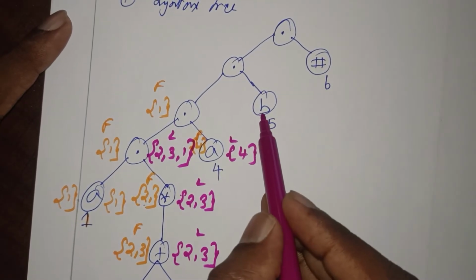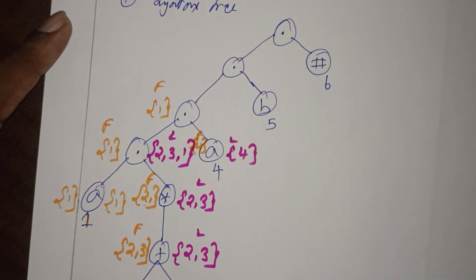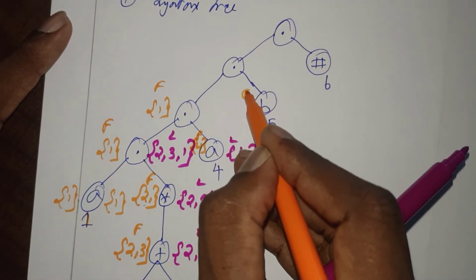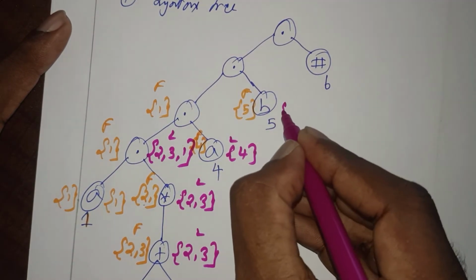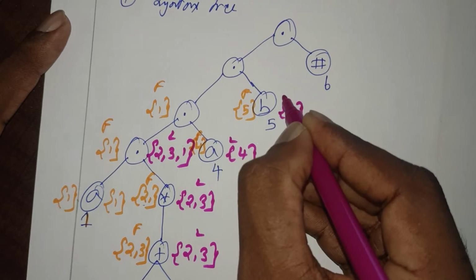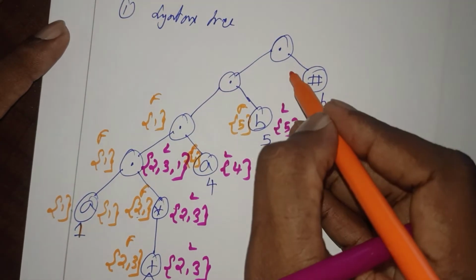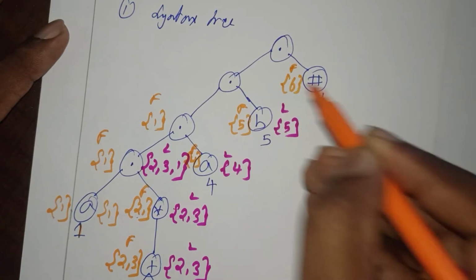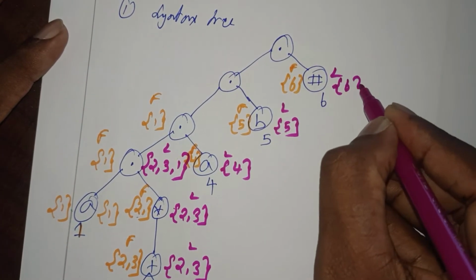So here again, what is the first position of this B? The first position of the B is 5. What is the last position of this B? That is also 5, because it has only one value, right? So again, what is the first position of this ash? The first position is 6. What is the last position of this ash? The last position is also 6.